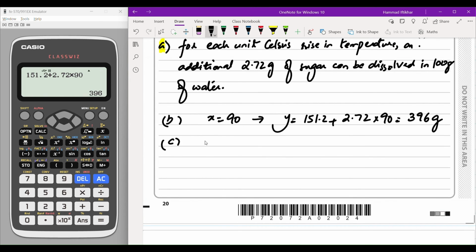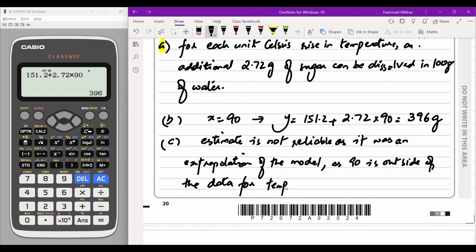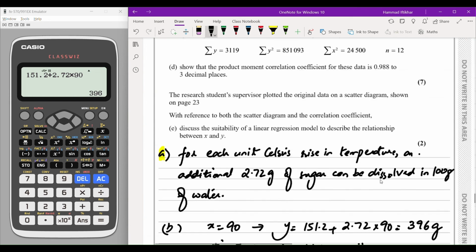So the estimate is not reliable as it was an extrapolation of the model, as 90 degrees is outside of the data for temperature, which is between 10 to, wait, sorry, what was it? 10 to 80.